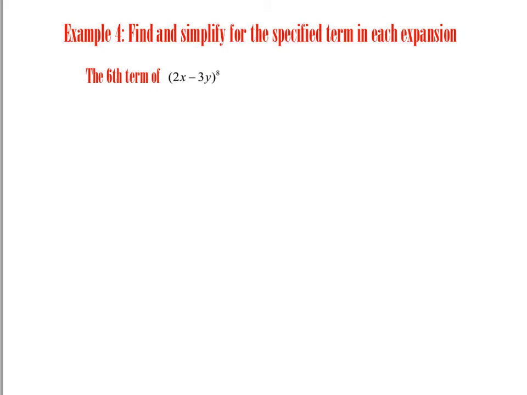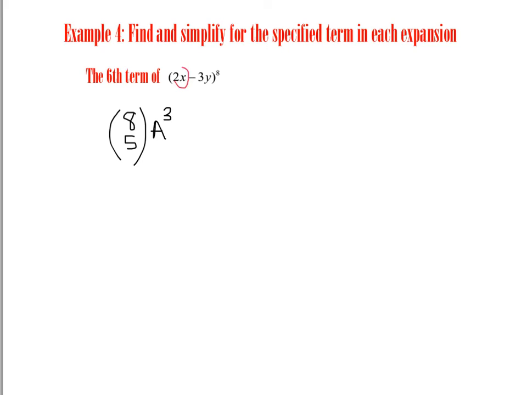Example 4. We're going to find the 6th term of this, 2x minus 3y to the 8th. Okay, so for the 6th term, it's raised to the 8th power, so we're in the 8th row. And the 6th term, remembering that it starts counting at 0, would make us in position 5. Now the 6th term, remember our a is going to start counting with 8. So it's going to go a to the 8, 7, 6, 5, 4, 3. So in the 6th term, our a is going to be raised to the 3rd power.